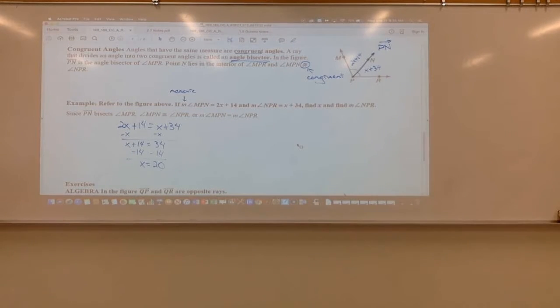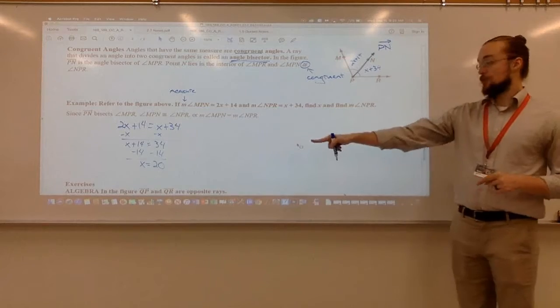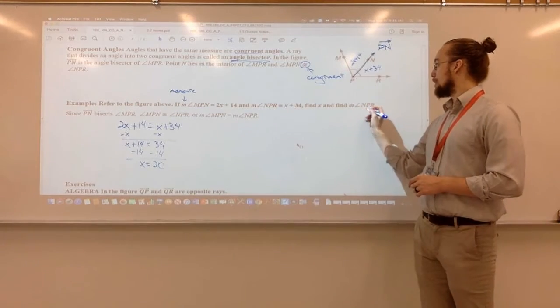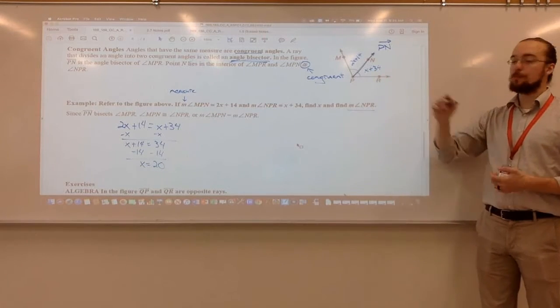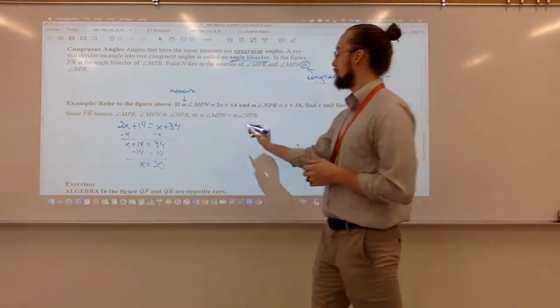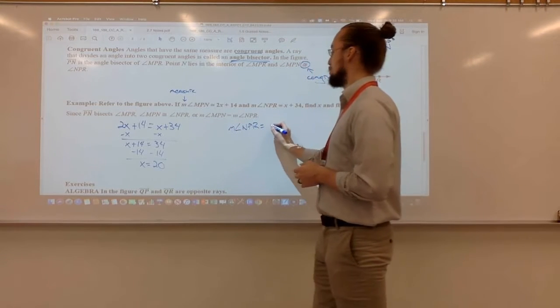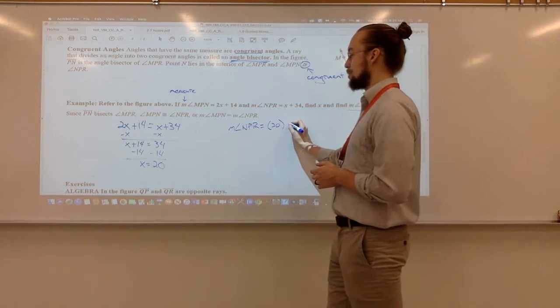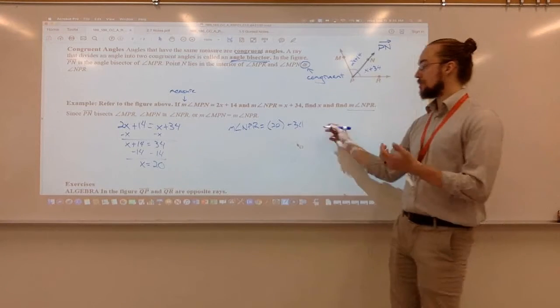x equals 20. So is that all I have to do for this problem? What do I still need to do? Yeah, I need to plug that answer of 20 back into my expression for NPR. My expression for angle NPR is x plus 34. So we can say the measure of angle NPR is equal to, we now know that x is equal to 20. So I'm just plugging 20 in place of that x.